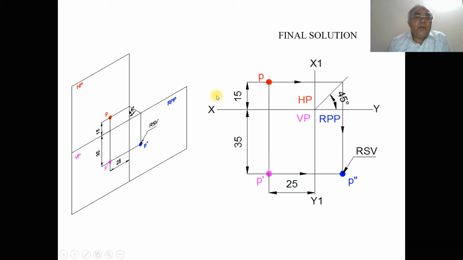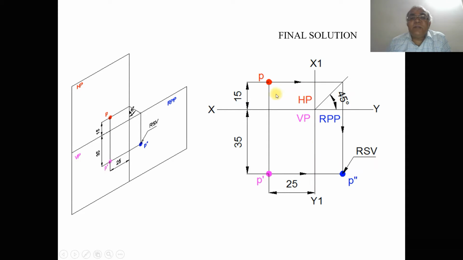Now we can see that here, which is being shown. So draw the corresponding final solution of this. First we're going to draw the XY line and X1 Y1 line, identify the horizontal plane, vertical plane, and the right profile plane, and then the distance with respect to the profile plane, which is 25 mm, is given with respect to X1 Y1 line.